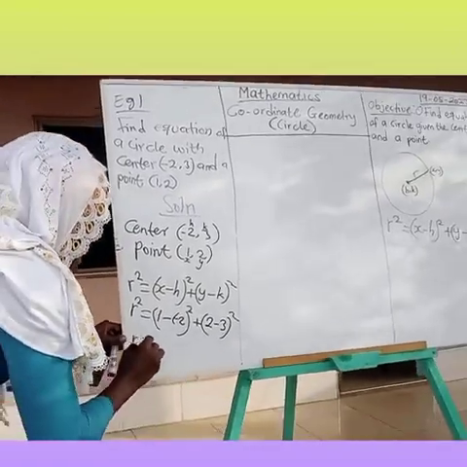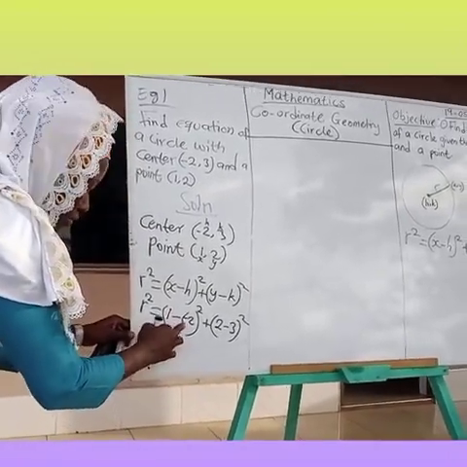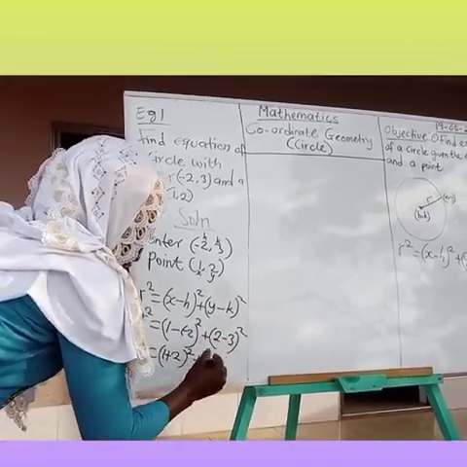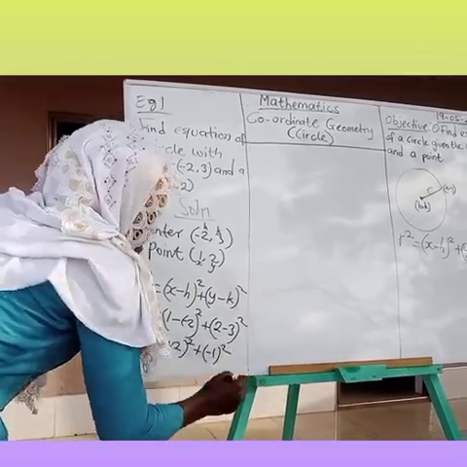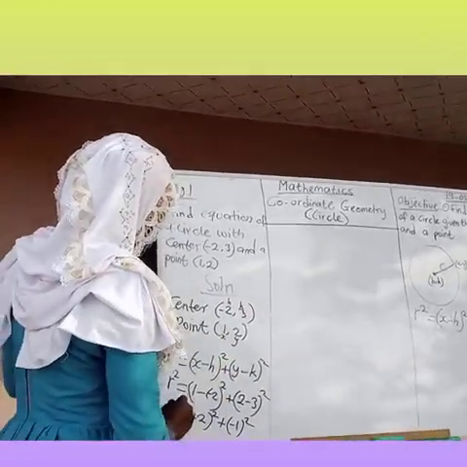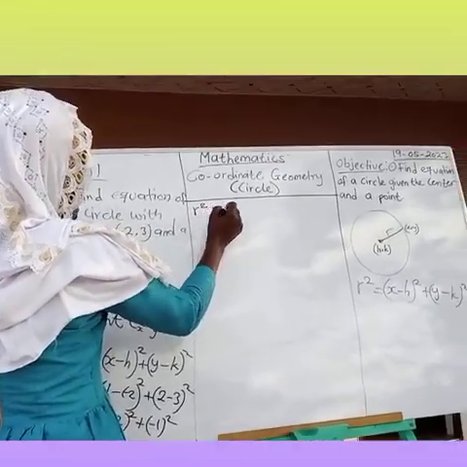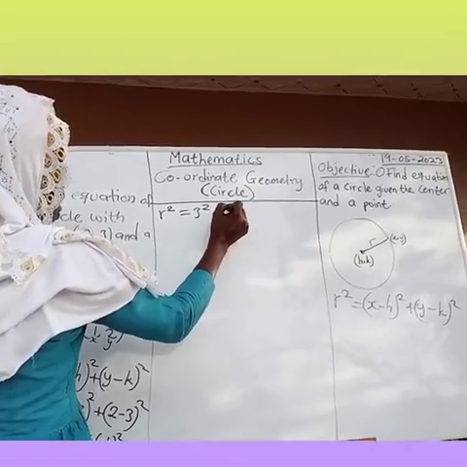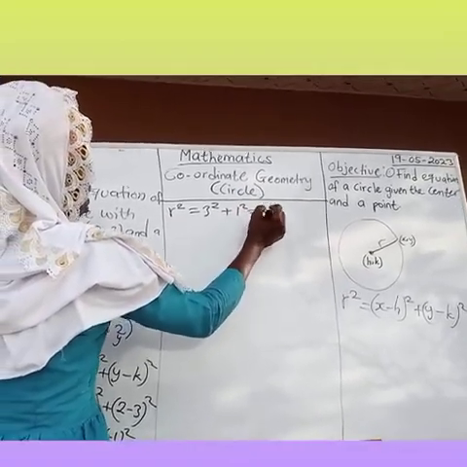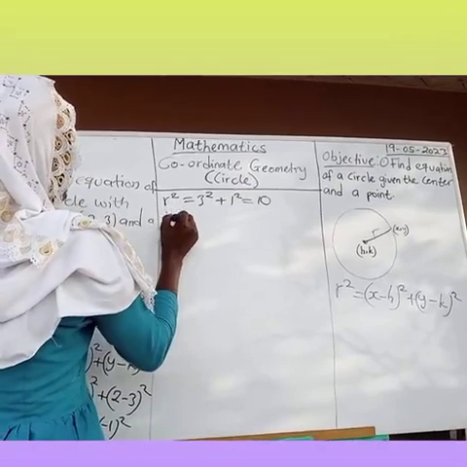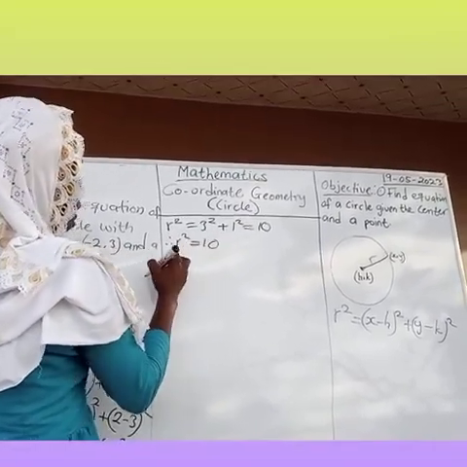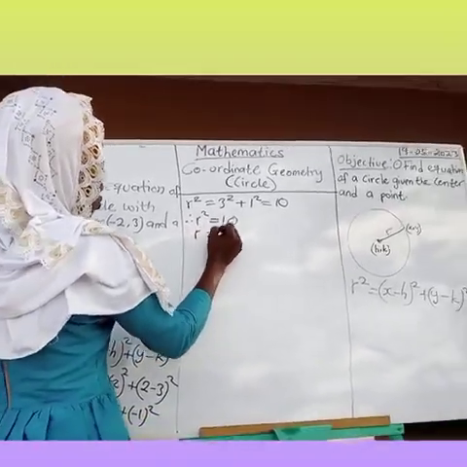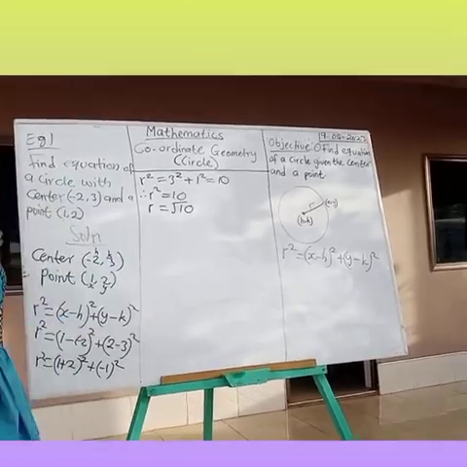From here, negative times negative gives us positive. So r squared is equal to (1 plus 2) squared plus (2 minus 3, which is -1) squared. So r squared will be equal to 3 squared plus 1 squared, which is equal to 10. Therefore, r squared is equal to 10, and to get r, we take the positive square root of both sides. Hence, r will be equal to root 10. So this gives us our radius.